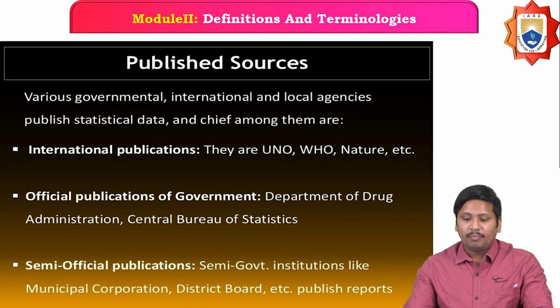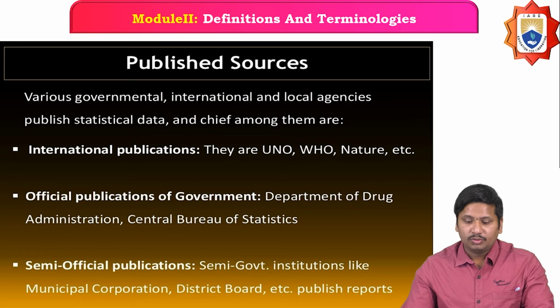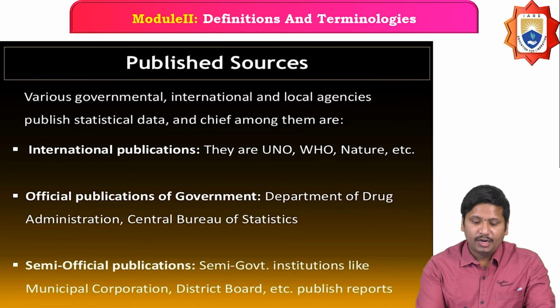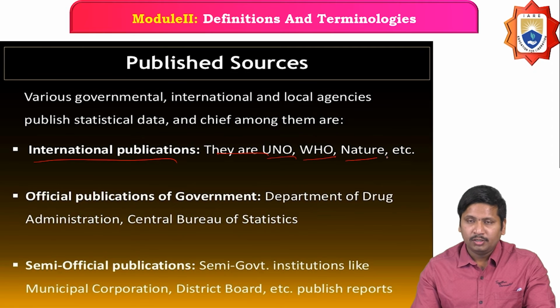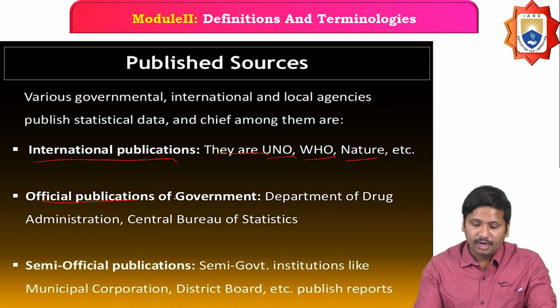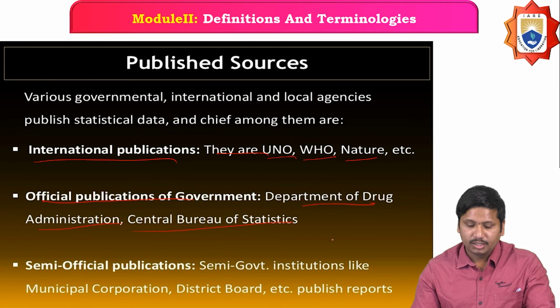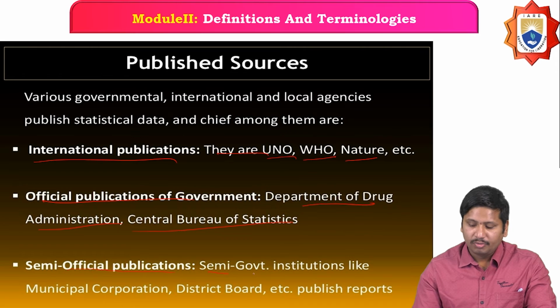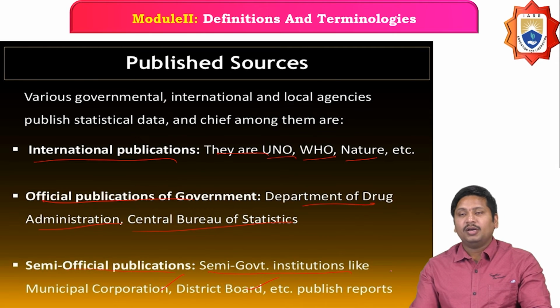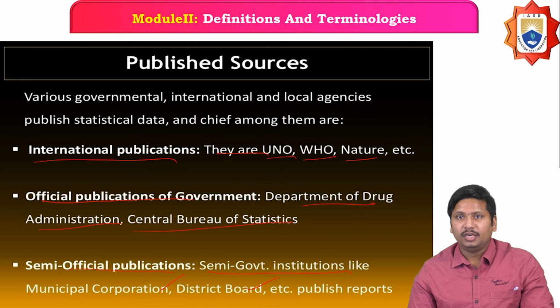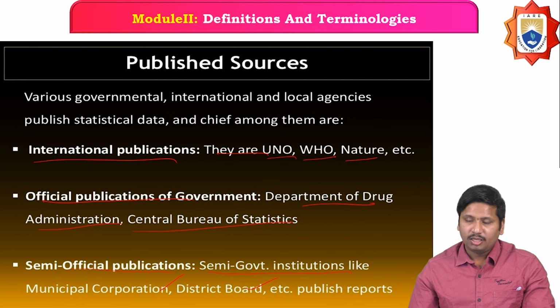Next, what are the published sources? Various governmental, international, and local agencies publish statistical data, chief among them international publications such as UNO, WHO, and Nature. Then there are official publications of the government, such as the Department of Drug Administration and the Central Bureau of Statistics, and semi-official publications from semi-government institutions like the municipal corporation and district board. All of these are published reports.